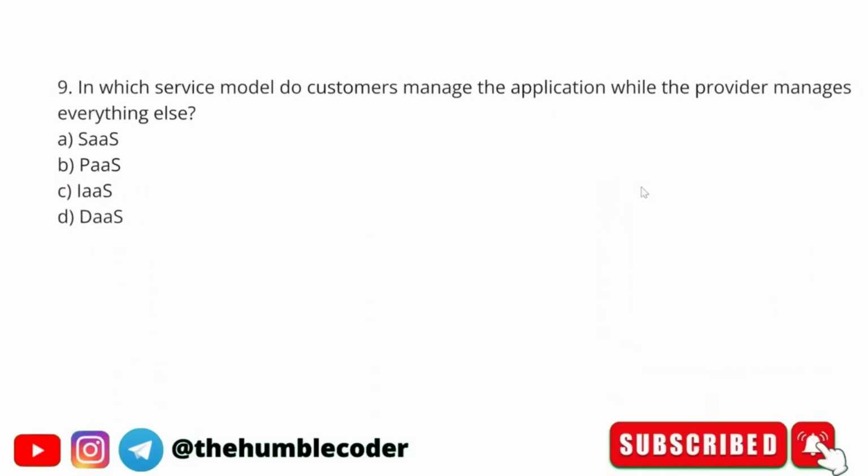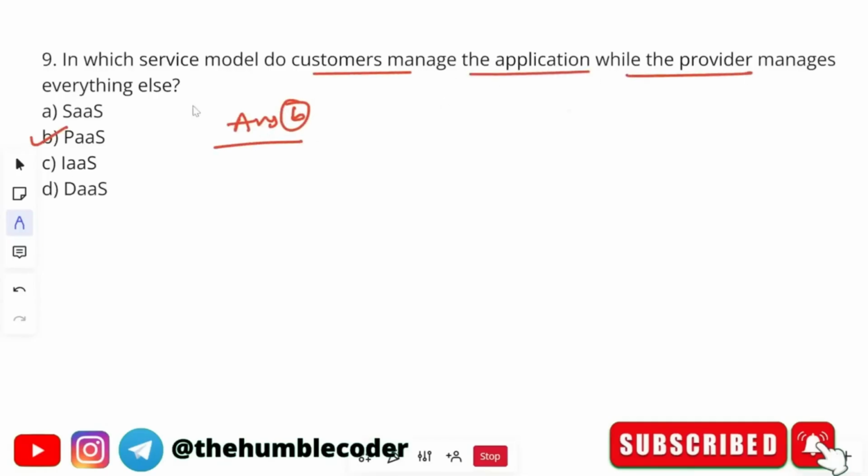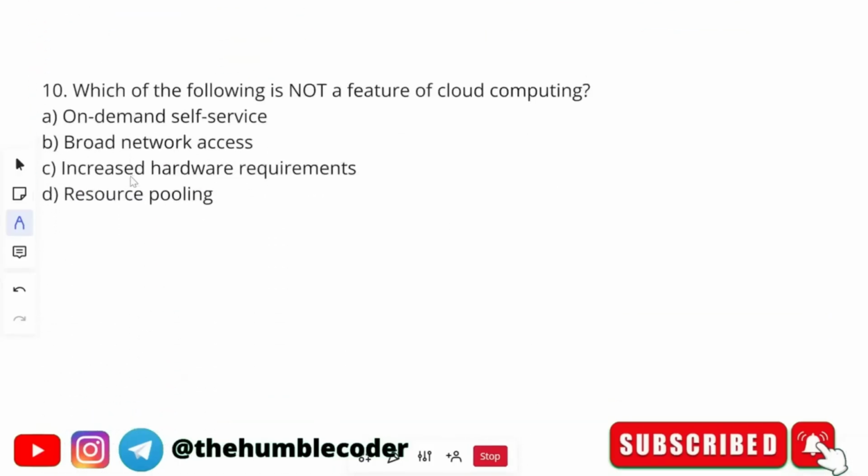So in this question, what we are asked is, in which service model do customers manage the applications while the provider manages everything else? Okay, and we have the options, that is SaaS, PaaS, IaaS, DaaS. Okay, so the correct answer in this case is going to be PaaS. Okay, that is in platform as a service, what happens? What was the question that was asked? Customers manage the applications while the provider manages everything else. So application is managed by whom? It is managed by the customer in case of PaaS. Okay, let's now move on to the next question that we have.